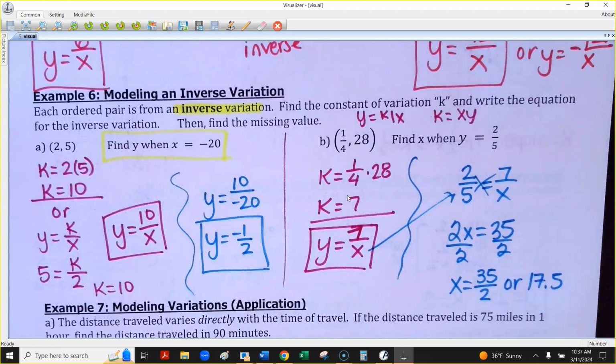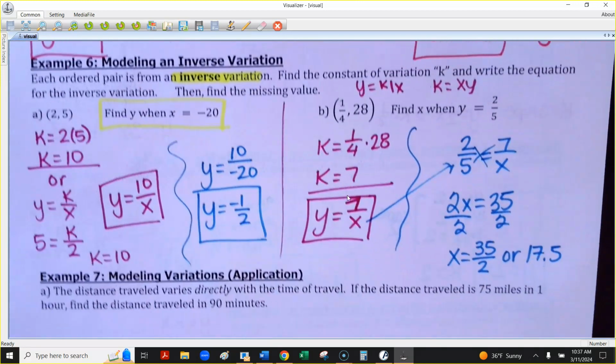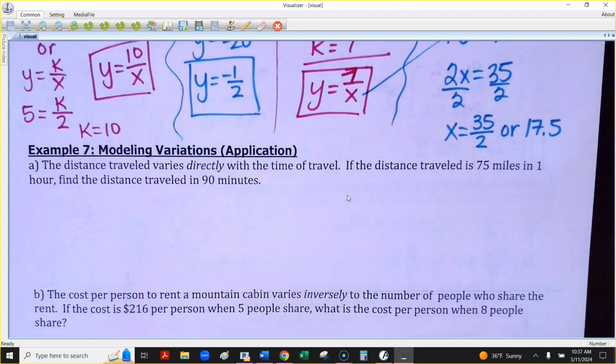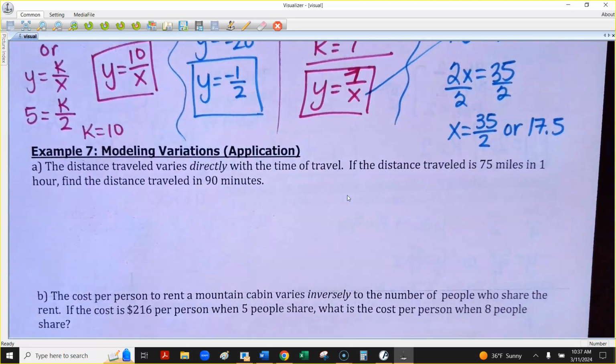Is anybody having a question? It's not terrible. You just have to have those two formulas. Now, don't worry about the word problem. It's fine. We're just going to write a little variation for this.